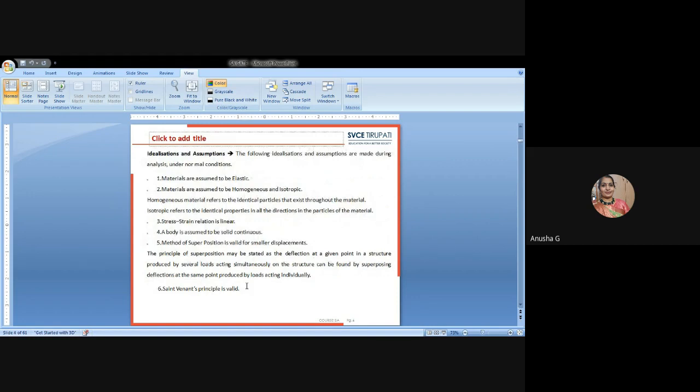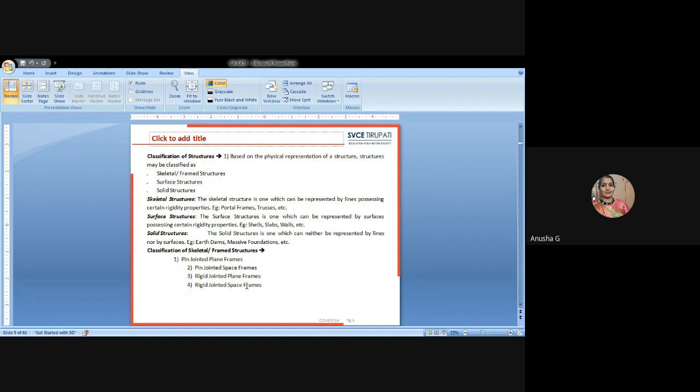Okay, these are all the different types of idealizations and assumptions that have to be learned. One, materials are assumed to be elastic. Another, material should be homogeneous. The third is the stress-strain relationship is linear. The fourth is we have to assume the total body is solid and continuous. The fifth is the method of superposition is valid for smaller displacement. These are the points that have to be considered here.